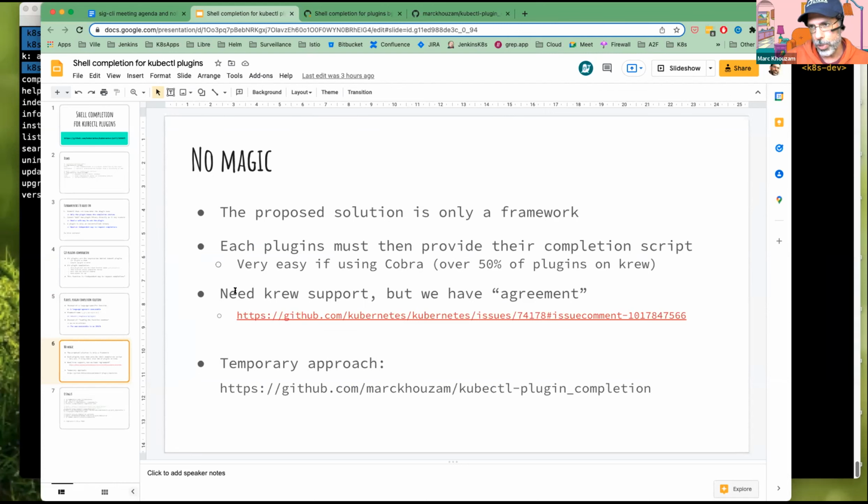Through Krew, we're going to need some support as well. I mentioned that, and I forgot his name. I'm sorry. The Krew main maintainer. Ahmed. Yes, thank you. So he kind of voiced an agreement. I gave a reference here. He looked at the proposal and thought that would fit well, and he'd be willing to augment Krew to support that. In the meantime, I also wrote a plugin itself that can generate these scripts, because like I said, half of them are just supported by Cobra. So the plugin can generate scripts so that we can move along faster while plugins choose maybe to support the solution.